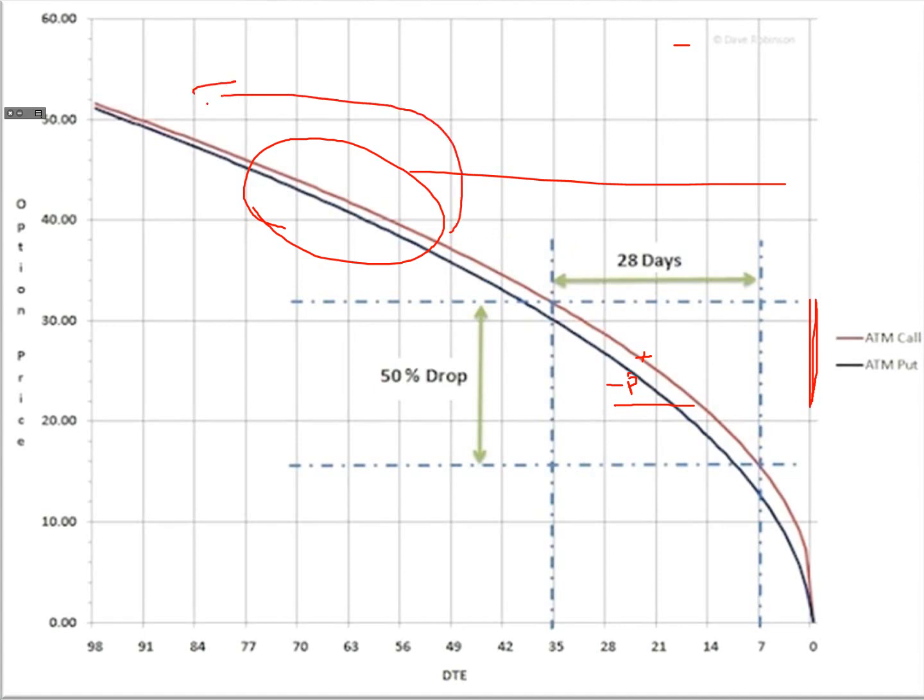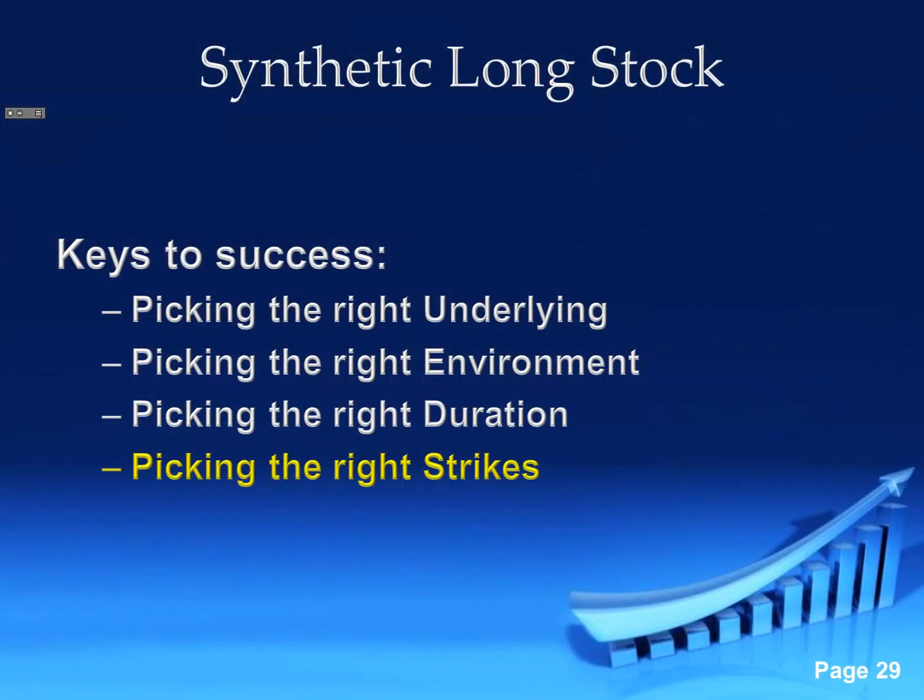Get out there. You will have to pay a little bit more money out here, but like I said, you have a ton more time. It's only going to be maybe a quarter or something like that, but it's going to give you twice as long to be right. Picking the right strikes.